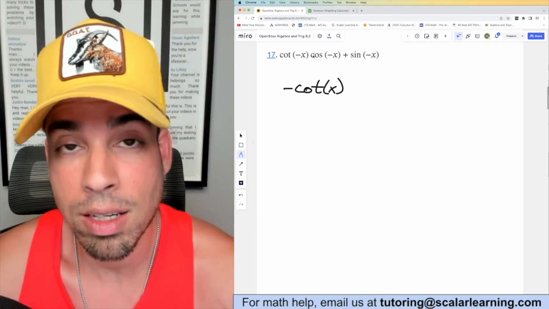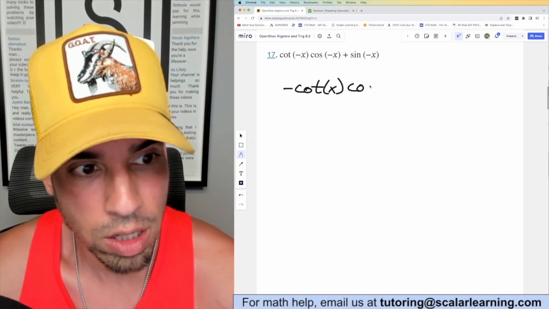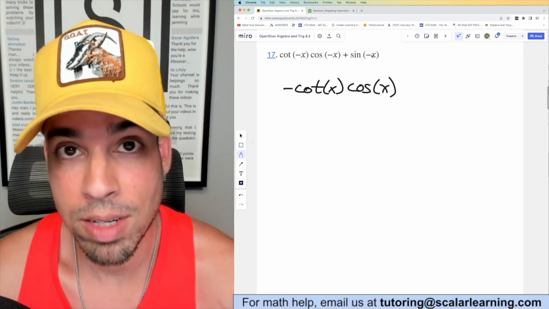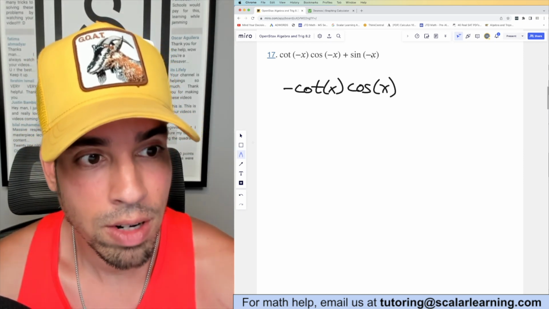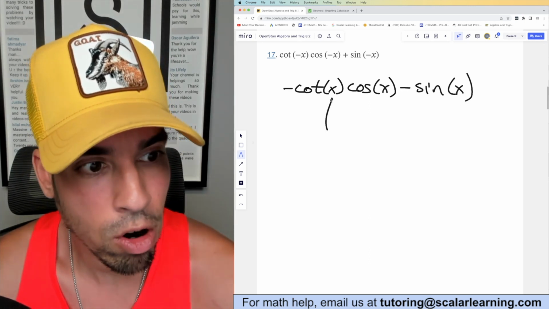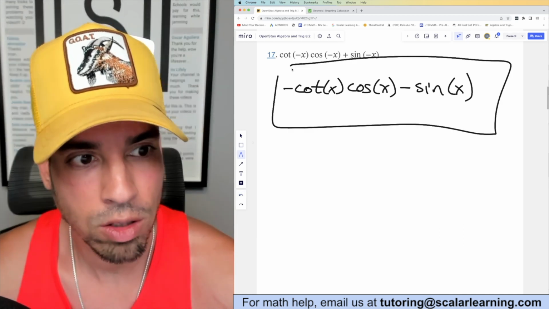And then cosine of negative x, cosine's even. So cosine of negative x is the same as cosine of x. So I can just replace it with cosine of x. And then sine of negative x, again, it's odd. So sine of negative x is equal to negative sine of x. So now all the arguments are just positive x, you can see, right? And so this is the final form. That's how you do it, done.